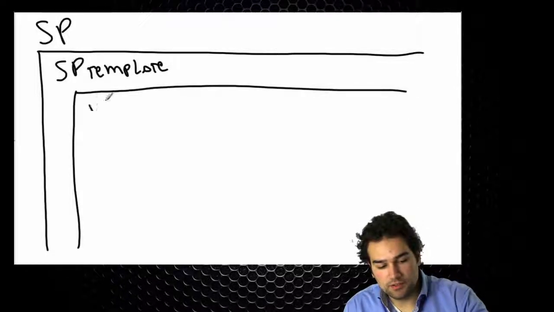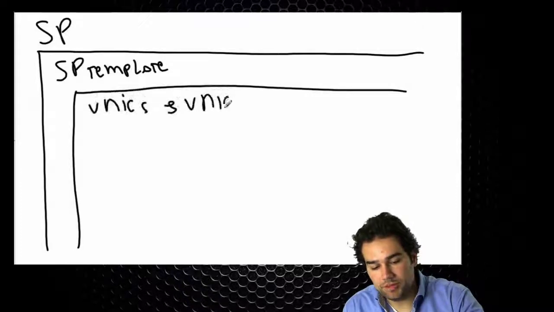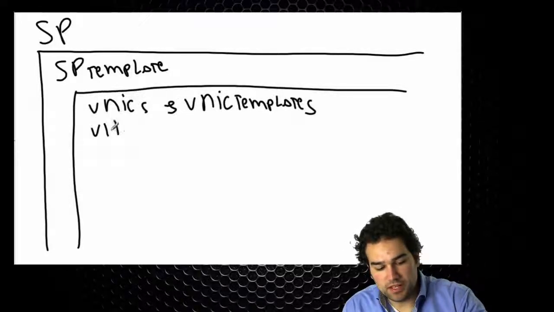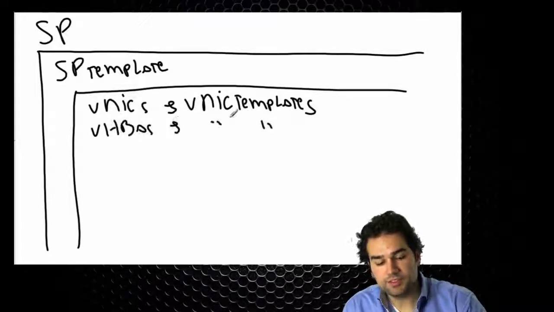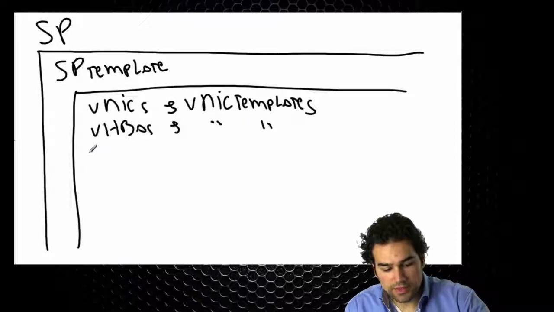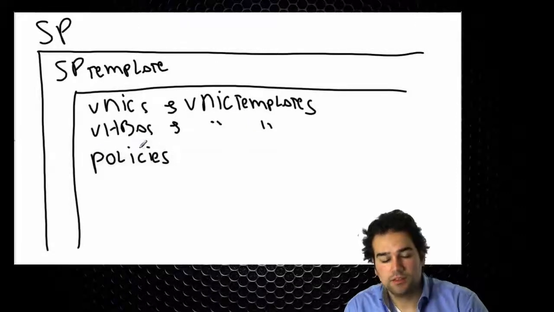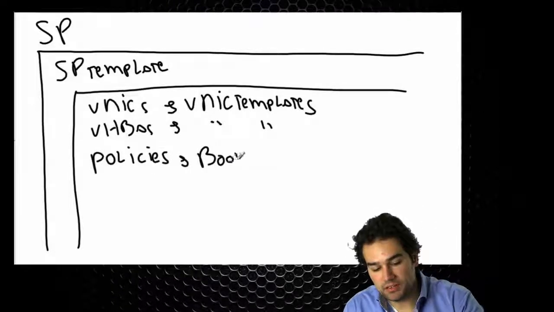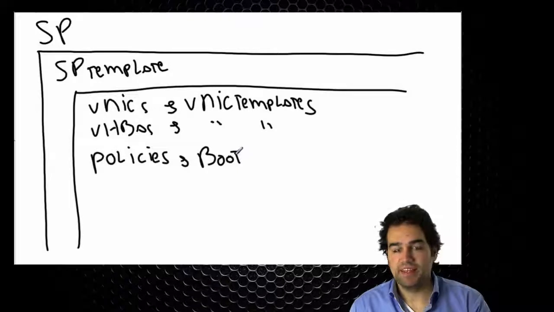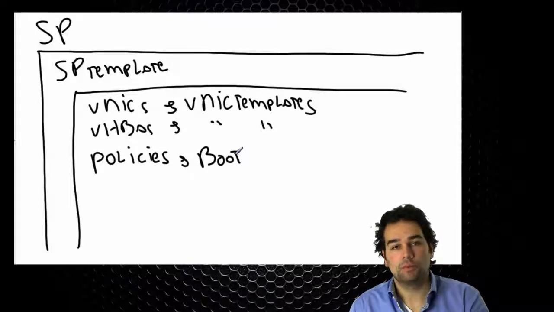It's going to contain vNICs, also based on vNIC templates. It's going to contain vHBAs based on vHBA templates. It's going to contain a number of policies like the BIOS setting and other settings, but most importantly, the boot settings, right? We want to boot from SAN, so we want to boot from Fibre Channel, or we want to boot from iSCSI.